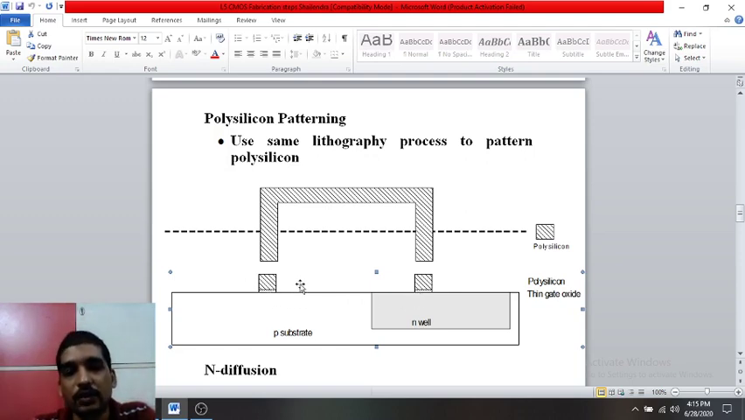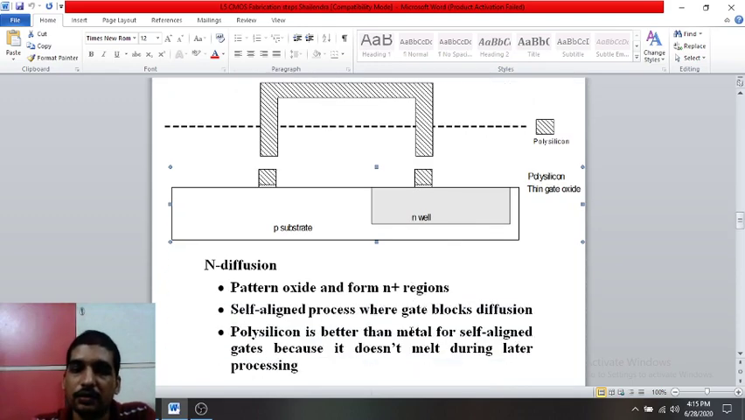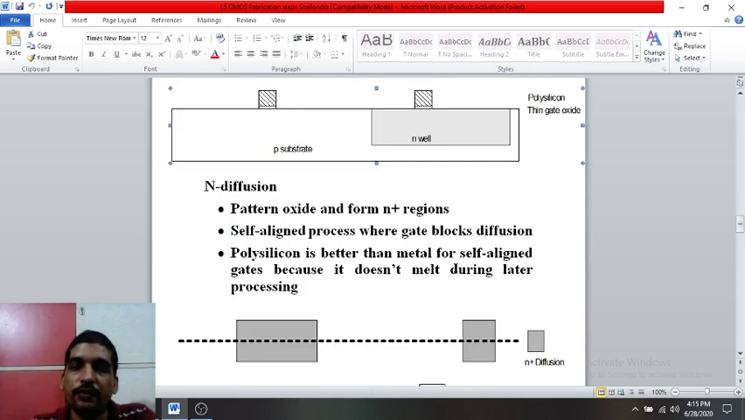Thick oxide is also there in between and at the corners. Now the next step is what? N diffusion or P diffusion. Either can be taken first. We are first diffusing the N region, so that means we are depositing the N region here and here to form the NMOS, and also here inside the N well to form the bulk substrate connection for this N well. So pattern the oxide and form N plus regions.